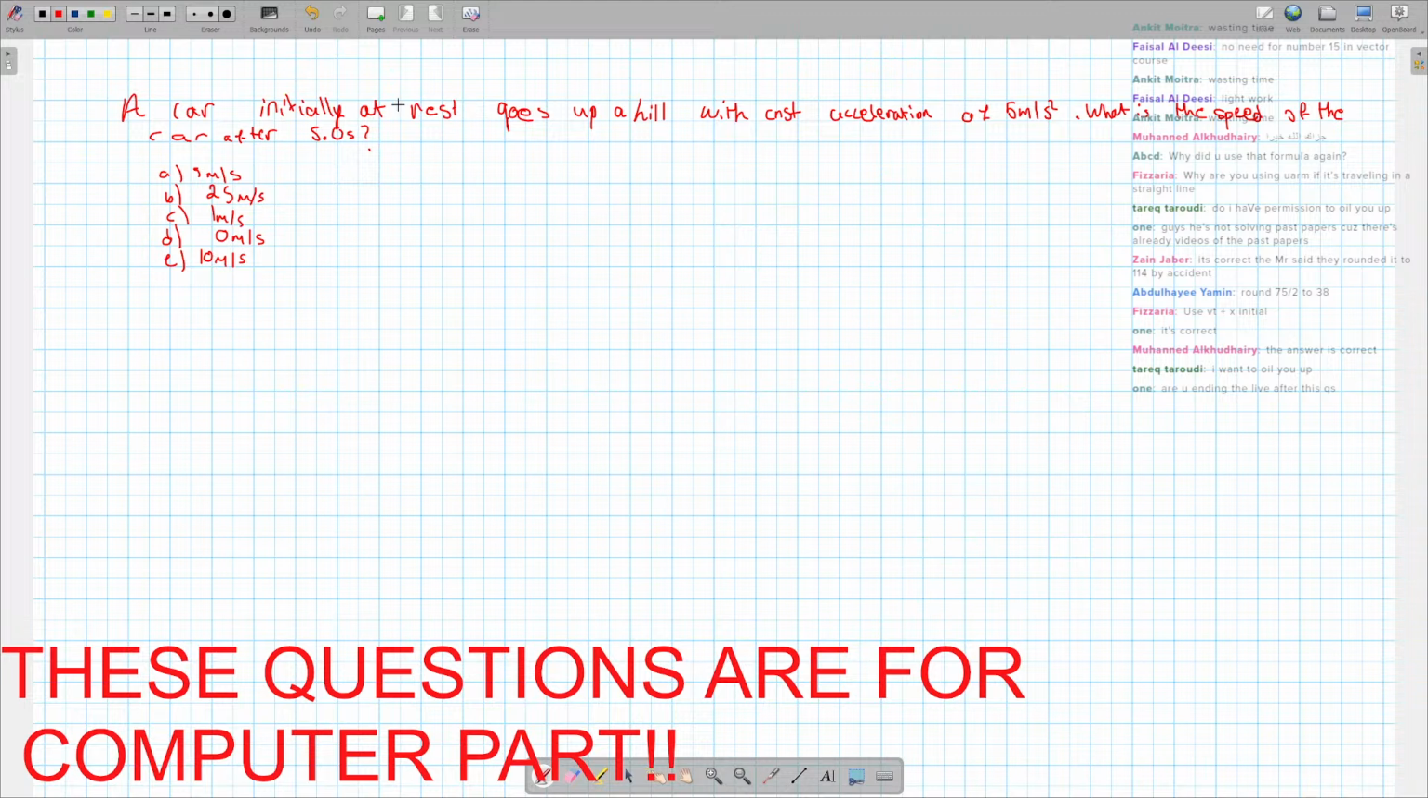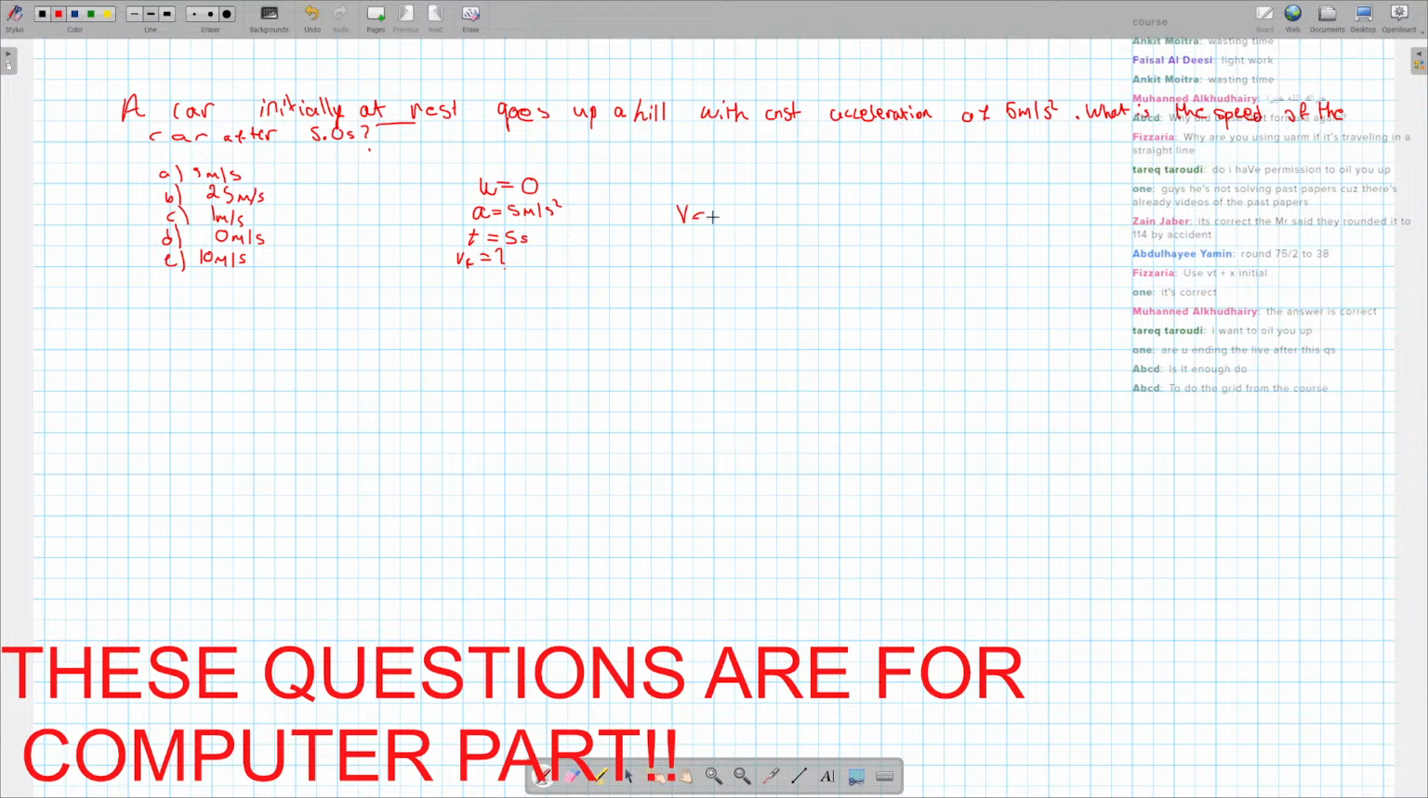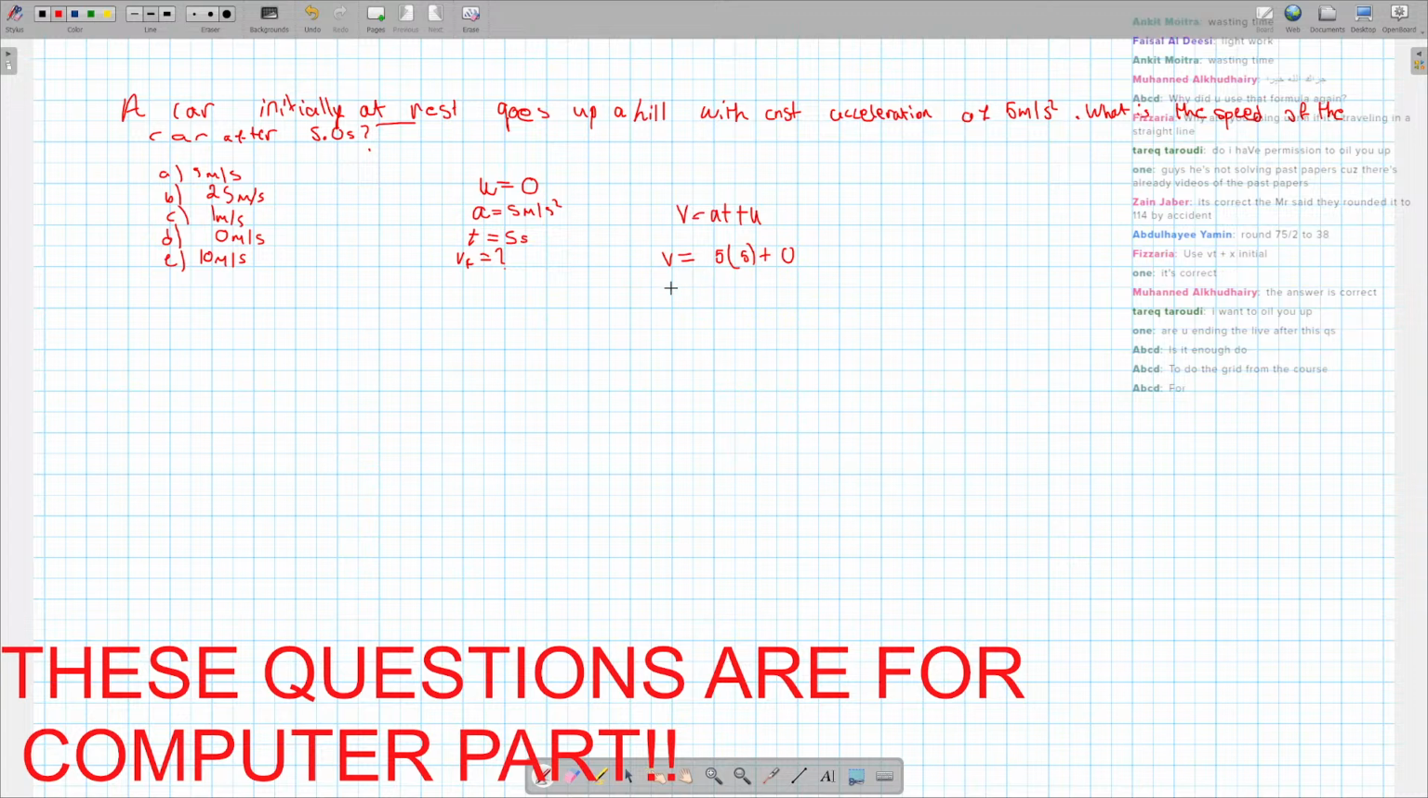Okay. It's initially at rest, so U equals 0. The initial velocity is 0. It goes up a hill with a constant acceleration of 5. So A equals 5 meters per second squared. The speed of the car after 5 seconds. So the time is 5. And we want velocity final. How do we find final velocity if you have A, T, and U? Easiest formula: V equals A T plus U. So the velocity equals acceleration 5 times the time, which is also 5, plus U, which is 0. So V equals 25 meters per second.